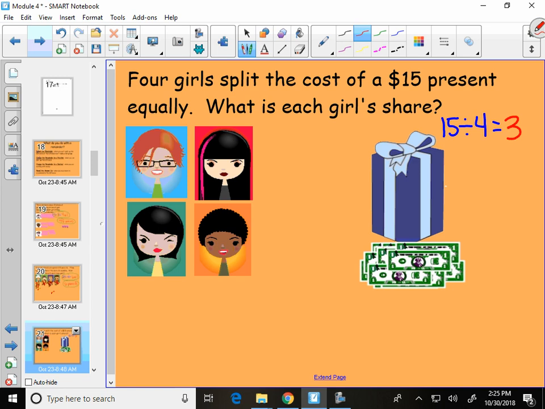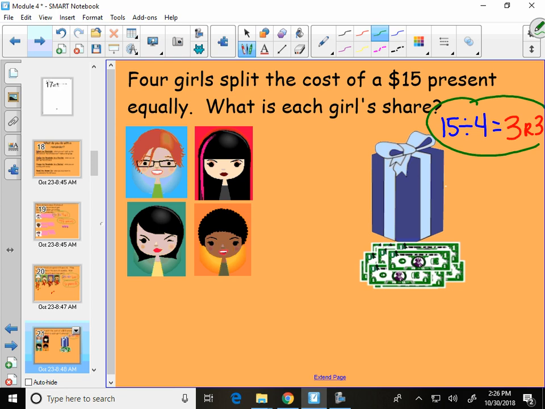4 times 4 is 16. That's too much. 4 times 3, let's see, that's 12, 13, 14, 15, with a remainder of 3. Okay? All right, so that is the mathematical answer. All right, everyone, we each owe remainder $3.